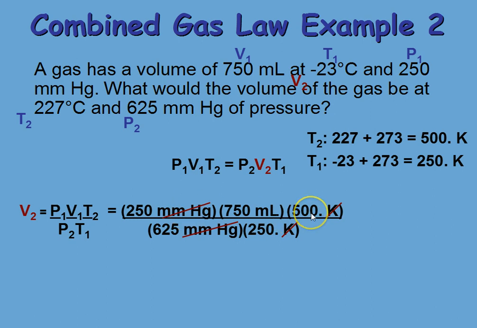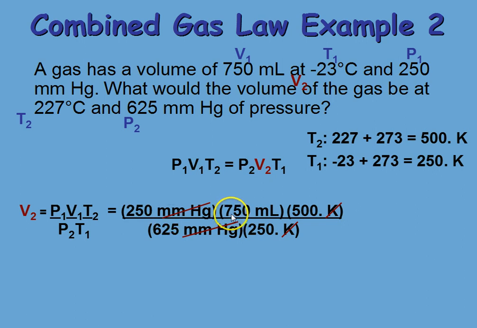I multiply the 3 numbers in the numerator together, and then I divide by the 2 in the bottom, again watching out for the calculator issues that are associated with dividing by 2 numbers. My pressure had 2 sig figs. My first pressure had 2 sig figs.